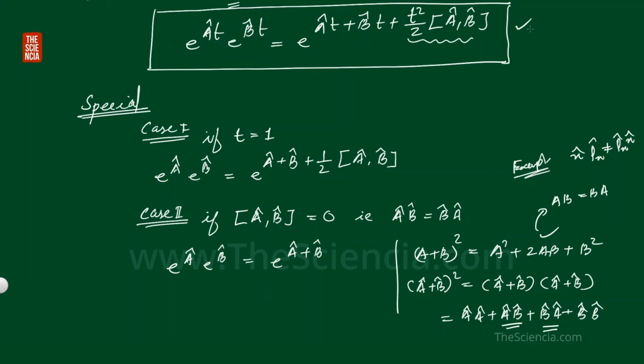So remember this equation, because this is the most general equation. By substituting t equal to 1 or the condition commutator AB equal to 0, you can derive all the other equations. So remember this general formula. Now let us discuss some examples. First example, find e raised to X cap, e raised to p x cap.